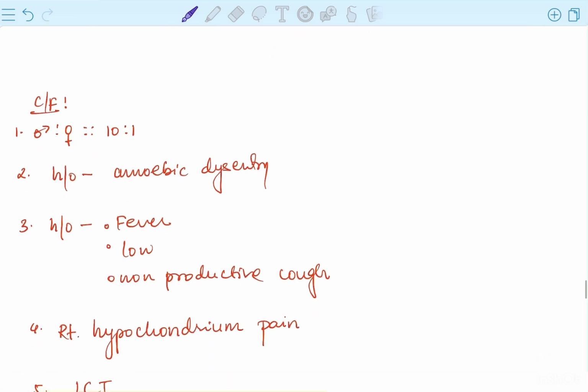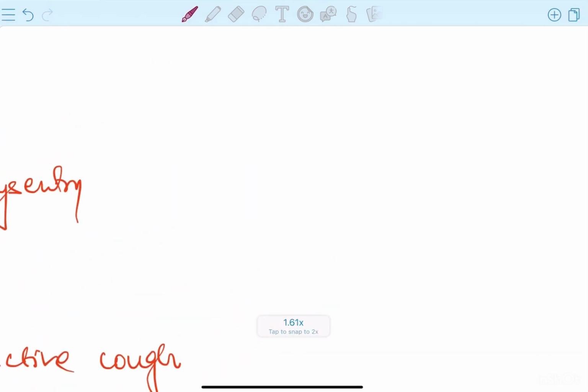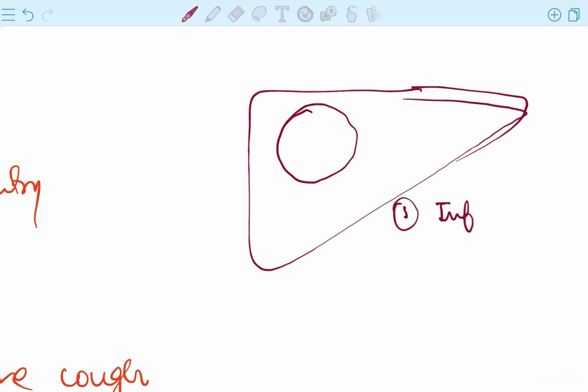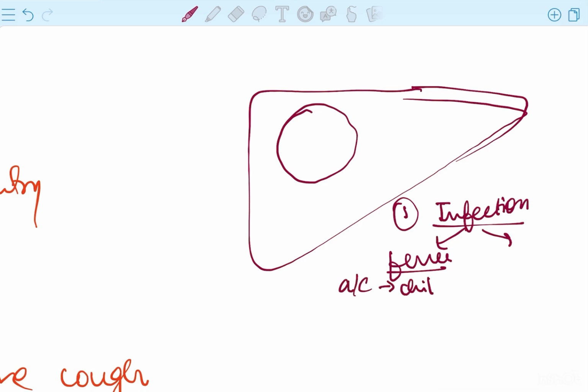Now, how will the patient present? It's very simple if you know the concept. This is the liver, right? And the abscess is over here. First of all, you should remember it is an infection. So the patient will definitely present with all the infectious symptoms. He will have fever, right? So the patient presents with fever as the major symptom. In an acute stage, he can also present with chills and rigors, to be remembered. In a chronic stage, the patient can present with loss of weight.